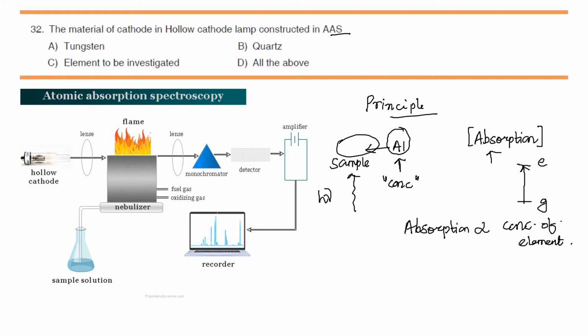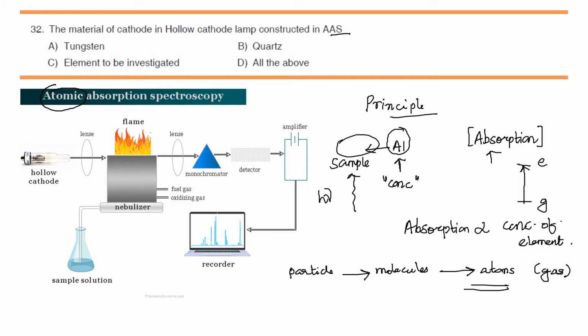The most important thing is that here you need the material in the atomic state. That is, if a particle is your sample, initially you have to break that particle into molecules, and again you have to convert it into atoms, atoms in the gaseous state. Then only you can analyze it using atomic absorption spectroscopy. So this is the principle in a nutshell of atomic absorption spectroscopy.